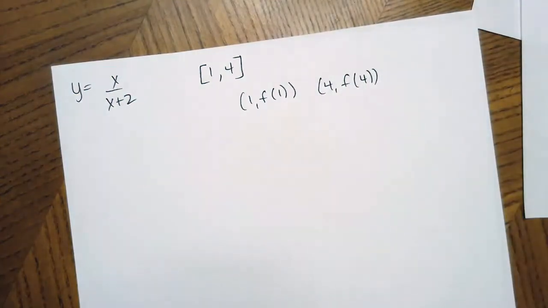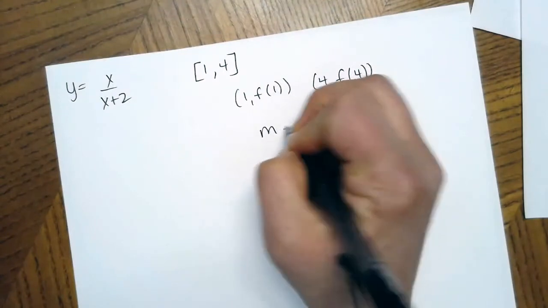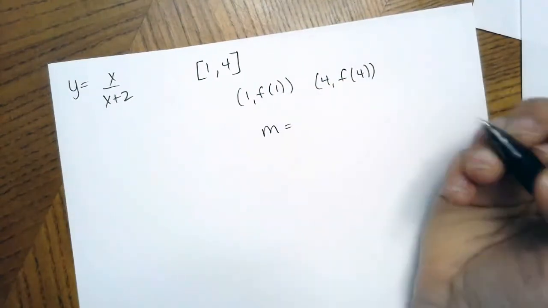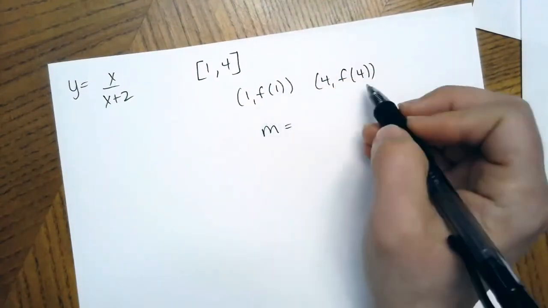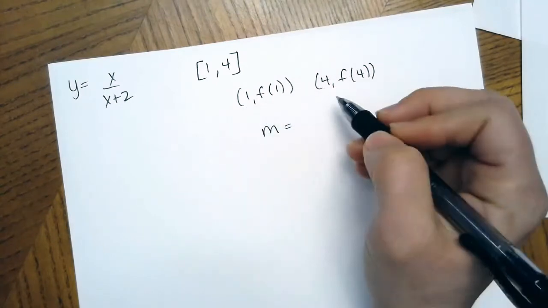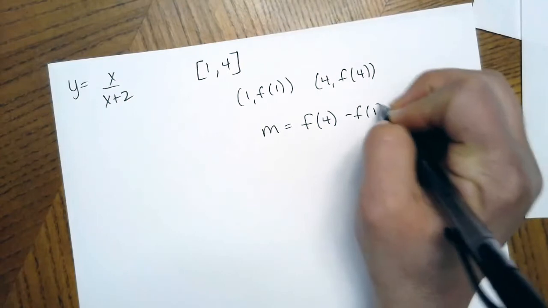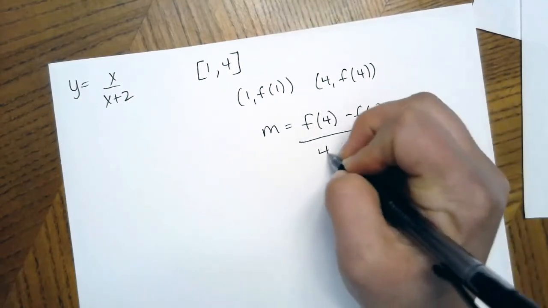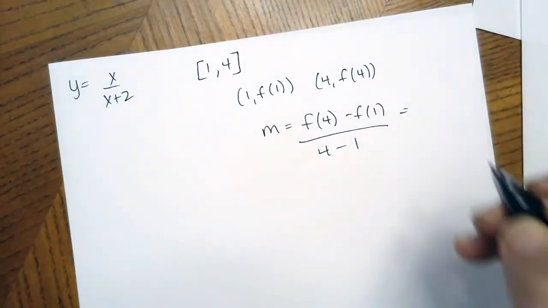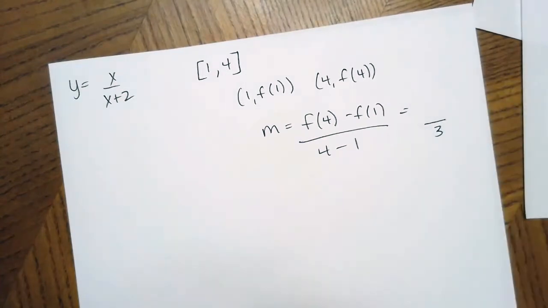So we just need to calculate the slope between those. I just go with the biggest one first. It doesn't matter if you use f of 1 first as long as you use 1 first in the denominator. So I'll do f of 4 minus f of 1 all over 4 minus 1. All right, so I know in the bottom I'm going to get 3.